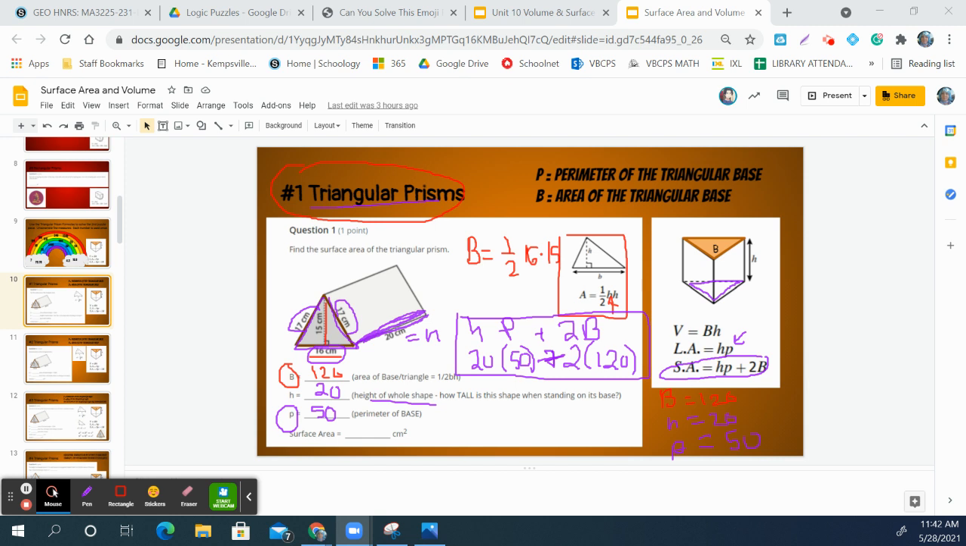So guys, out in Zoom, we just talked about question number 1 on triangular prisms, and I put in the chat what we put on the board. So the H is 20, the P is 50, and the area of the base is 120. And then number 2, you're going to use those same things.